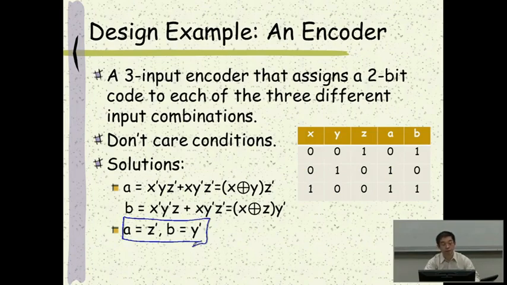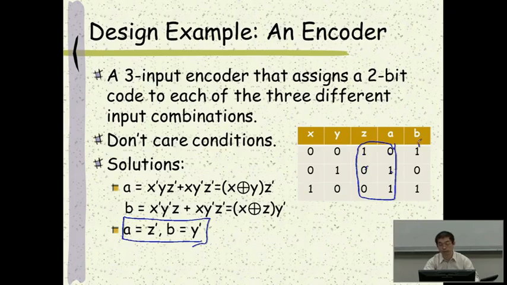X is the complement of Z, and B is the complement of Y. And if you take a look up here, this does meet these two requirements. Whenever z is 1, a is 0. Whenever z is 0, a will be 1.